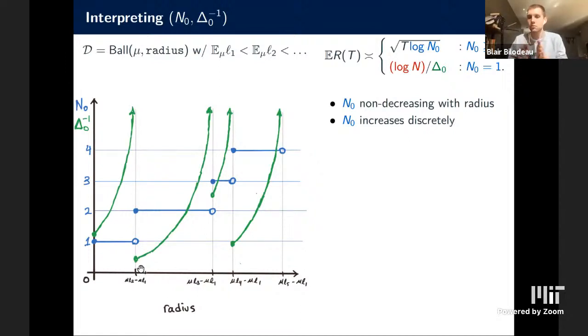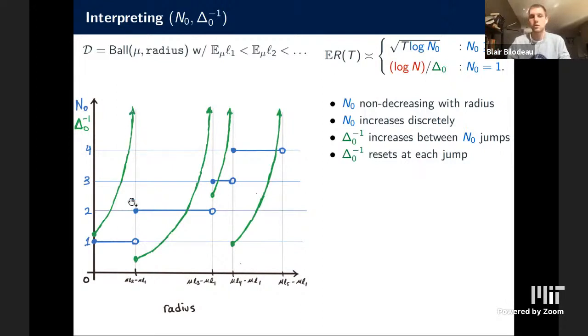And then as we reach this point where the experts can swap positions, we see a jump in the number of effective experts, and also our delta 0 drops back down. So in particular, the inverse effective stochastic gap is increasing in between these N0 jumps, and it's going to reset at each jump. The reason that it's resetting is that once an expert becomes effective, we no longer have to compete against it. So we're only looking at this separability between the best expert and the ones that are not effective. So that's why we see this reset here.